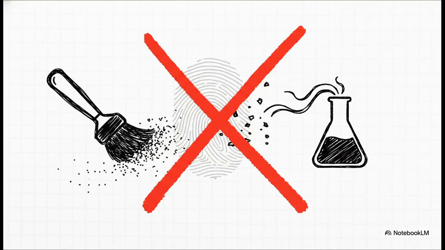For decades, the way you'd make these prints visible involves some pretty messy and risky stuff. Dusting with powders, fuming with chemicals. The problem is, these methods can actually destroy the very evidence you're trying to collect. One wrong move and that clue is gone forever. There just had to be a better way.